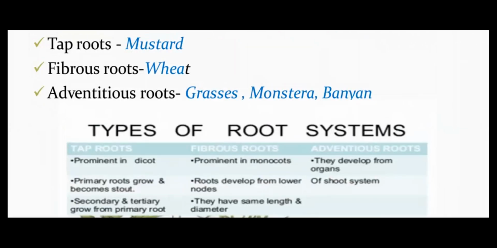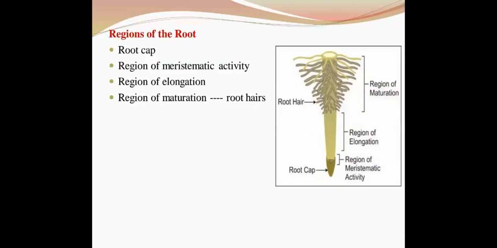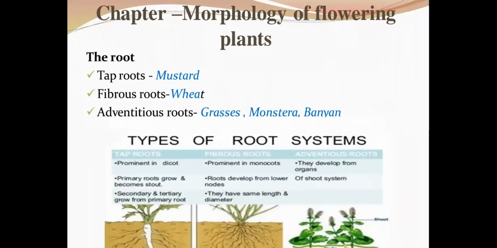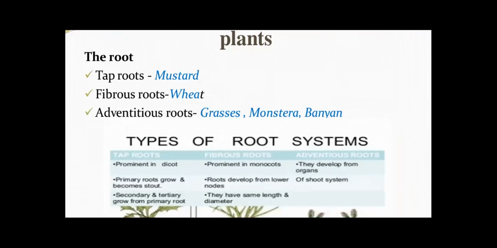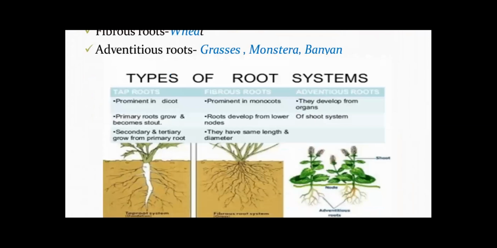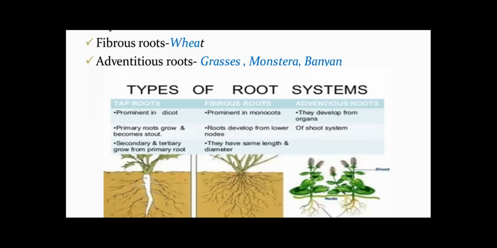So I repeat, tap roots are those which arise from the radicle, have branches, found in dicots. Fibrous roots found in monocots. Adventitious roots found in specific plants, for example grasses, monstera, etc. You have different examples for these categories. You can see the pictures also here. In this particular slide, the taproot system diagram is depicted. Similarly, fibrous root and adventitious roots which develop from other organs of the shoot system. So we have these three basic types.